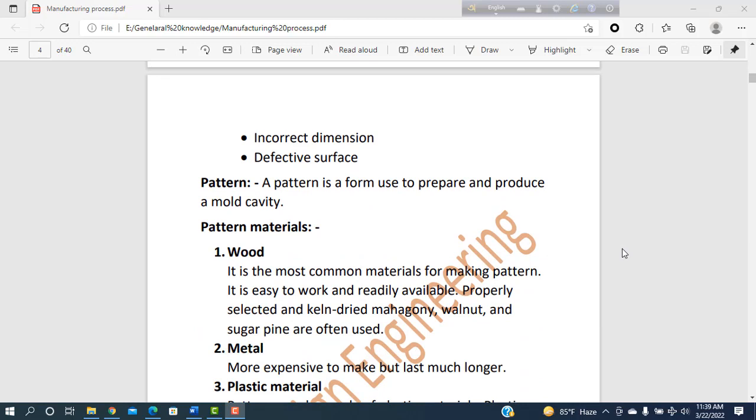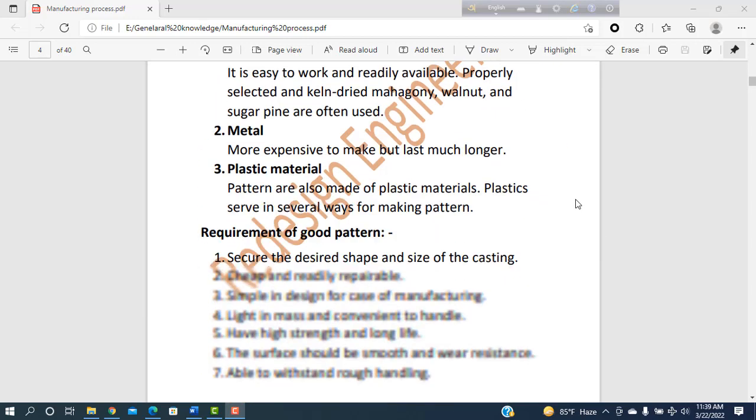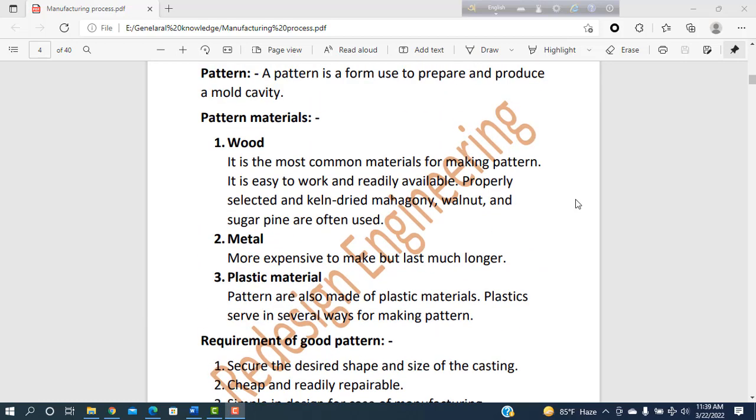Pattern. A pattern is a form used to prepare and produce a mold cavity. Pattern materials. Pattern materials are wood, metal, plastics, wax, etc. Wood is the most common material for making patterns. It is easy to work and readily available. Properly selected and treated, mahogany, walnut, and sugar pine are often used as pattern wood. Metal is more expensive to make but lasts much longer.